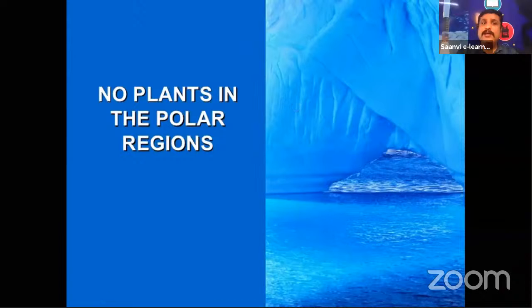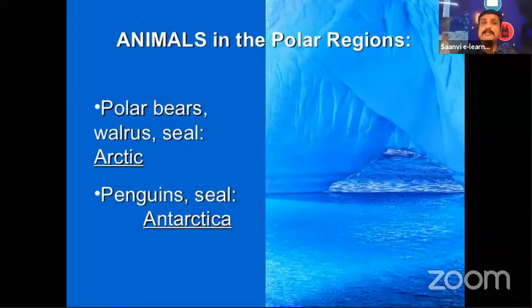And the plants in the polar region. See what are the plants and animals. See animals in the polar region: polar bears, walrus, seals, and in the Antarctic region: penguins, seals. Okay, so just to see the Arctic region, what are the different animals, and the same way Antarctic, what are the different penguins and seals in Antarctica? You can see polar bears and walrus seals in the Arctic region.